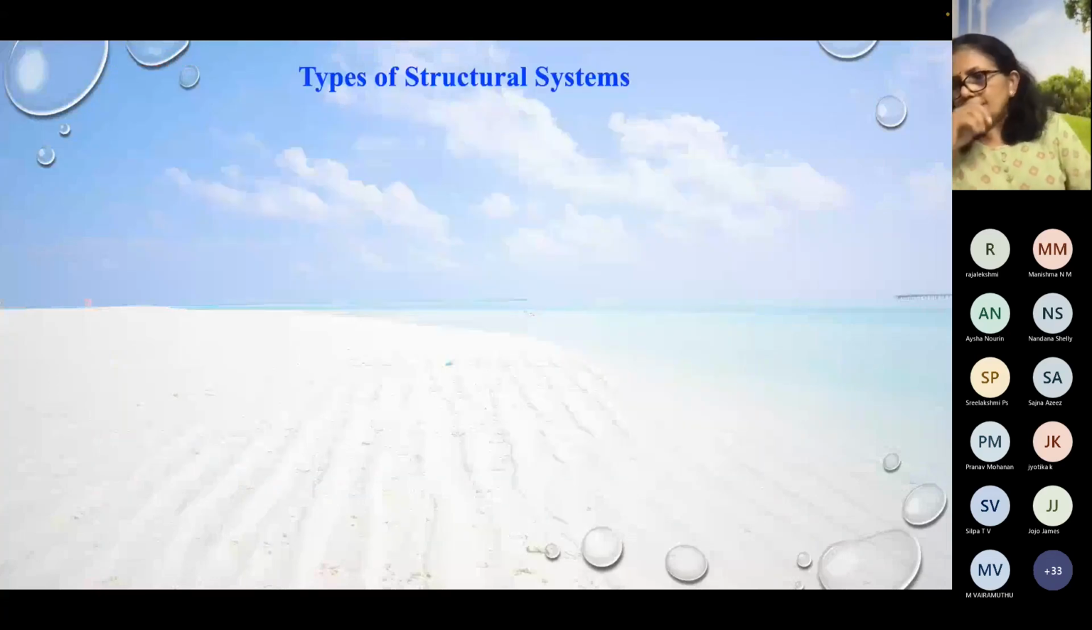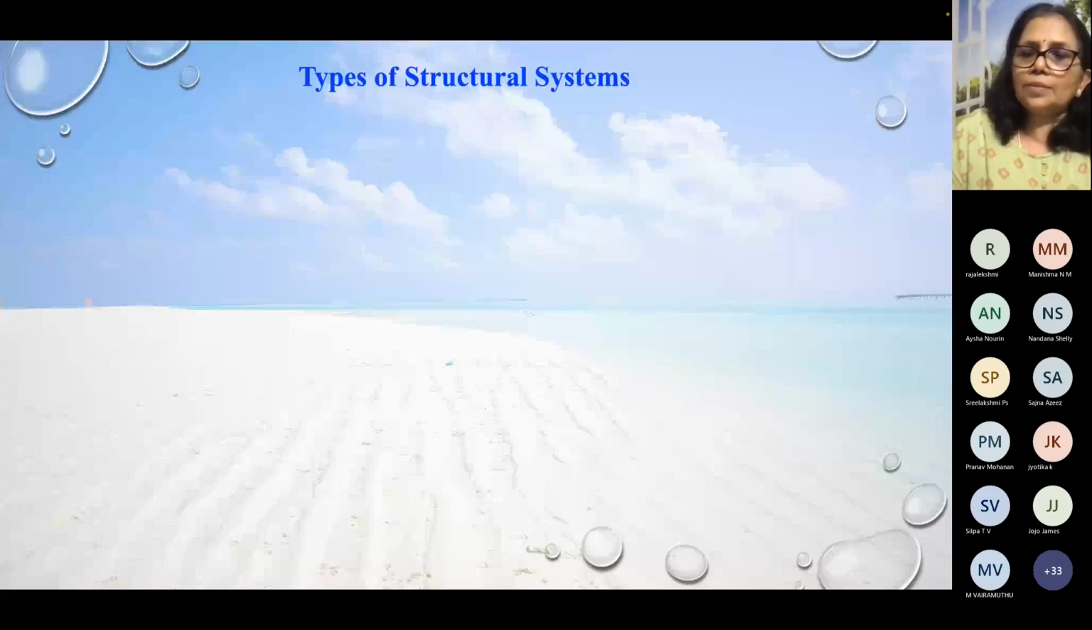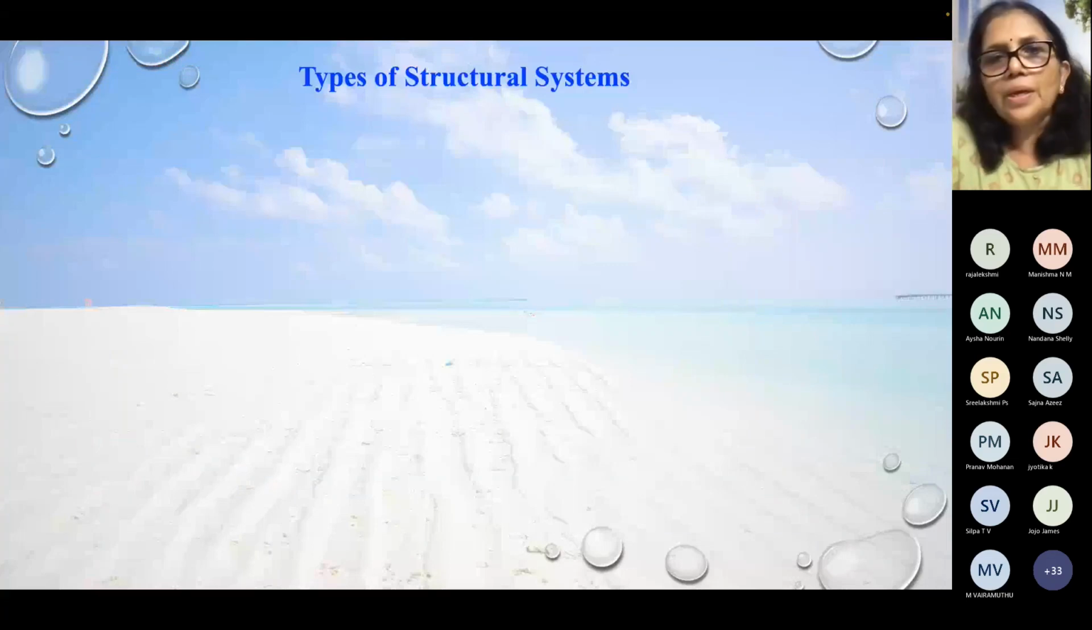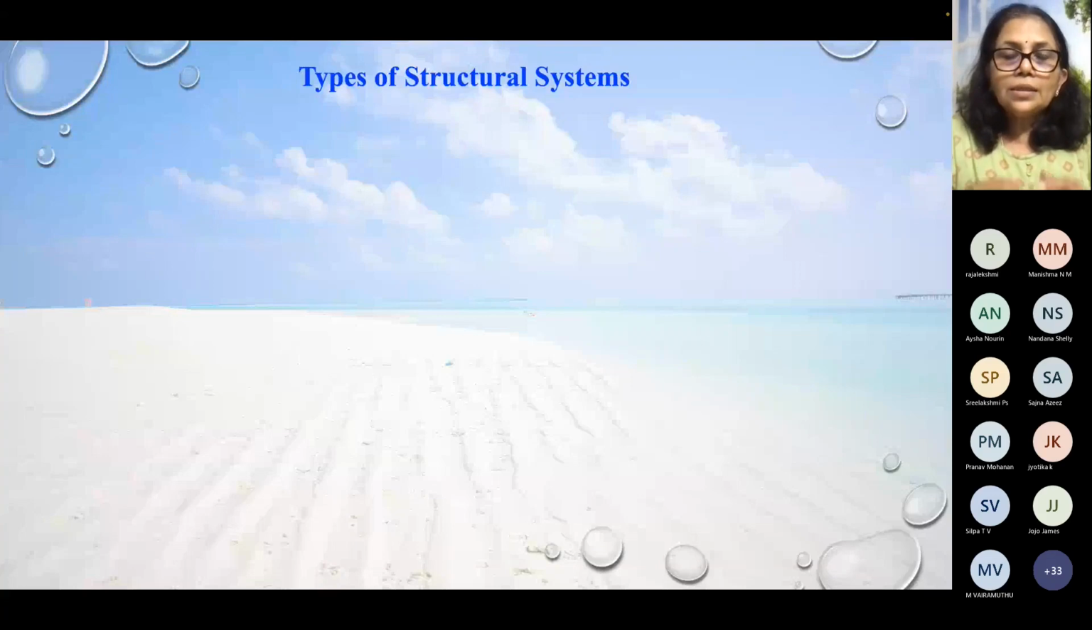Now, next is the type of structural system. Now, what is a structural system? A structural system is nothing but an arrangement, assembling or construction of structural elements. You know what is a structural element, okay? Which will be able to resist the load and transfer the reactions safely to the ground, okay? And the stresses developed in the structural element will be within the limits.